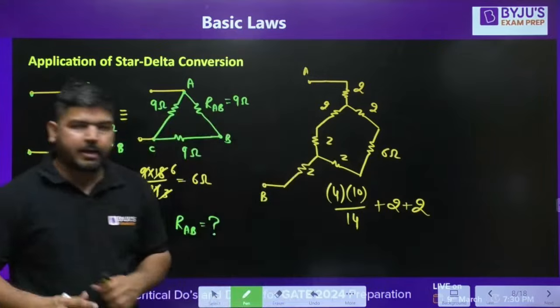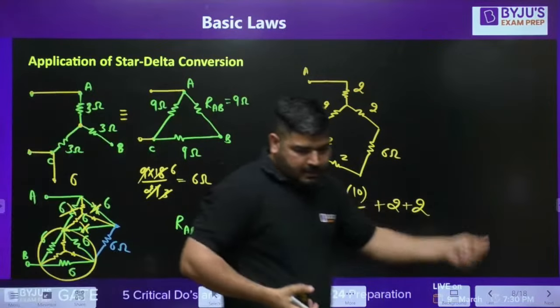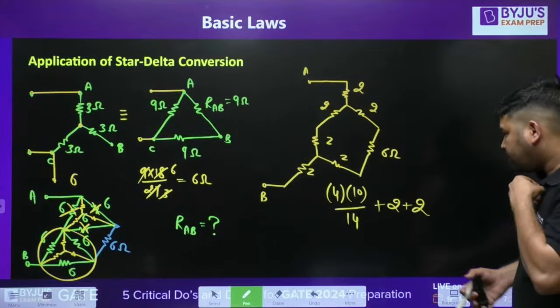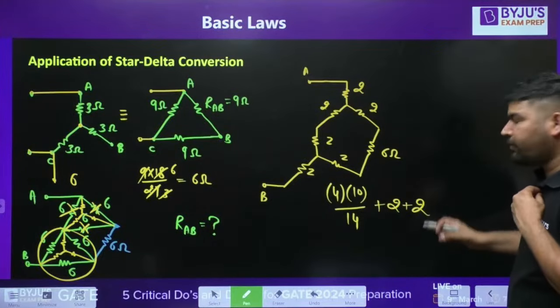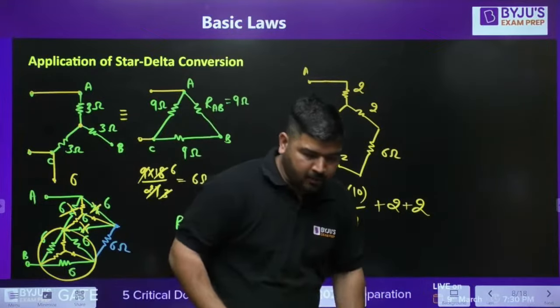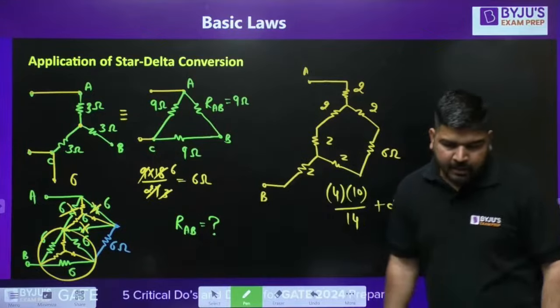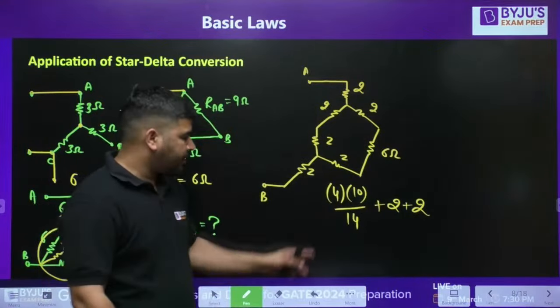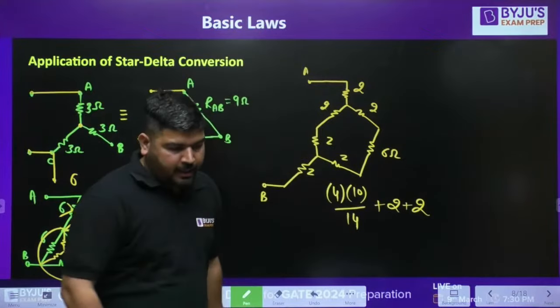I hope it is clear. Now you can calculate the answer. Tell me the correct answer. So the correct answer will be 40 divided by 14 plus 4. Okay, 40 divided by 14 plus 4. I think you can calculate it. Tell me everyone, what is the correct answer now? 4 plus 40 by 14.